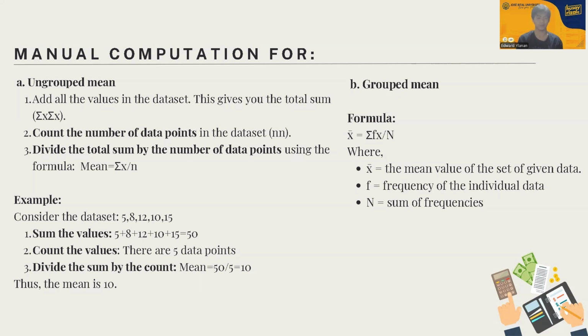Example, consider the dataset 5, 8, 12, 10, and 15. First, sum the values. 5 plus 8 plus 12 plus 10 plus 15 is equal to 50. Next, count the values. There are 5 data points, so n is 5. Third, divide the sum by the count. So 50 over 5 is equal to 10. So the mean is 10.